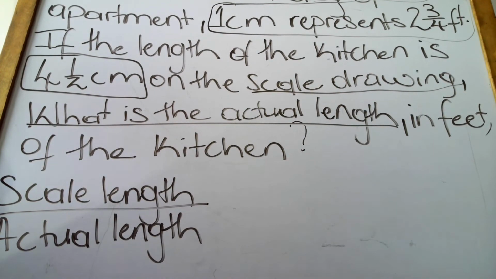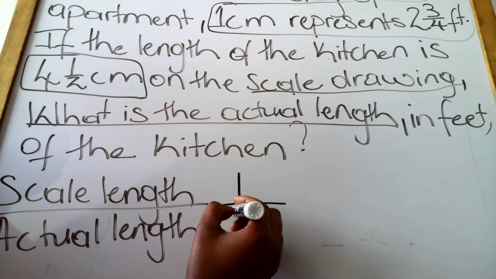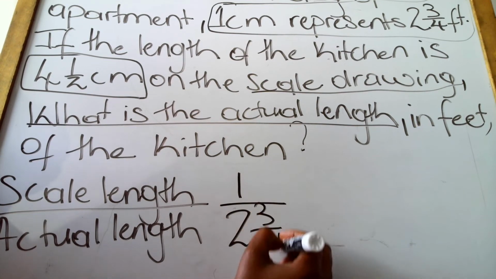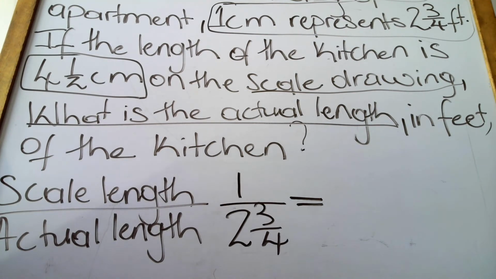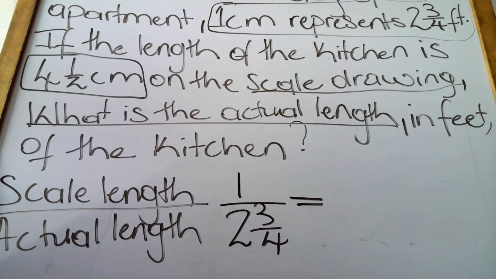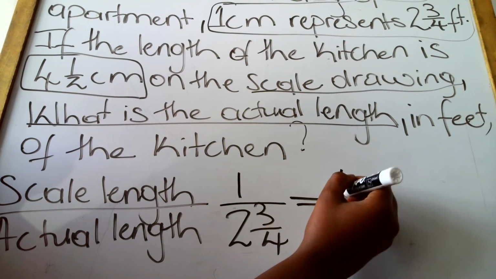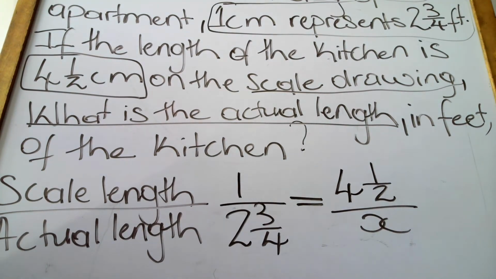Alright? First step, write the scale that is given in the question as a ratio in the form of a fraction. So we have 1 centimeter over 2 3/4. Alright? That would be equal to, it says, if the length of the kitchen is 4.5 on the scale drawing. So it says on the scale drawing, that means the 4.5 would go in the numerator because that's the scale. Alright, and we want to find the actual. That's what the question asks us to find, the actual.